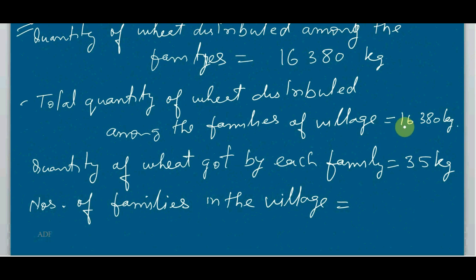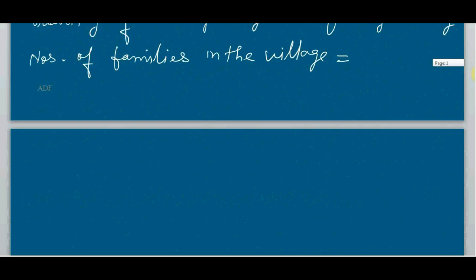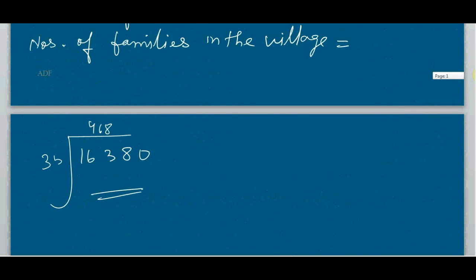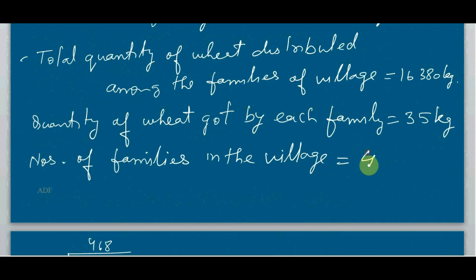If this is the total quantity distributed among all families, and each family gets 35 kg, then you have to find the number of families. So what will you do? You will divide. To find the number of families, do the division below the sum: 16,380 divided by 35. You will get 468. I am not doing the division here, so write the answer here: 468. Number of families will be 468.